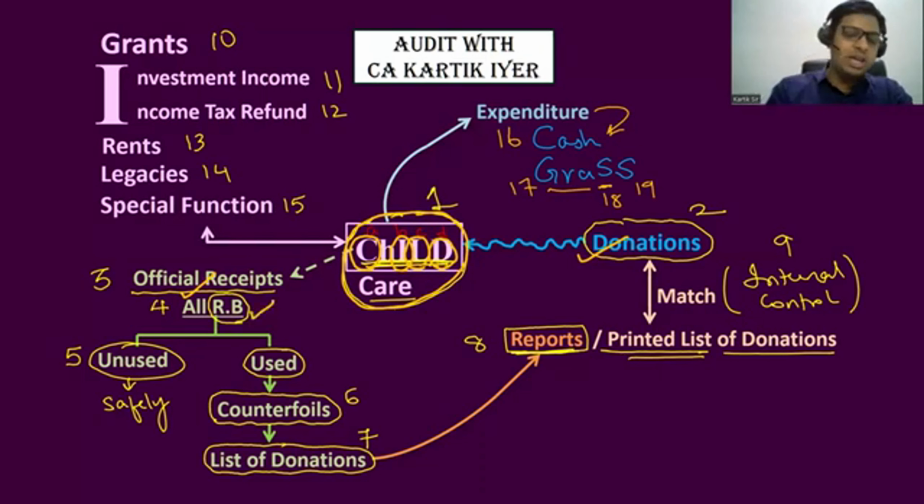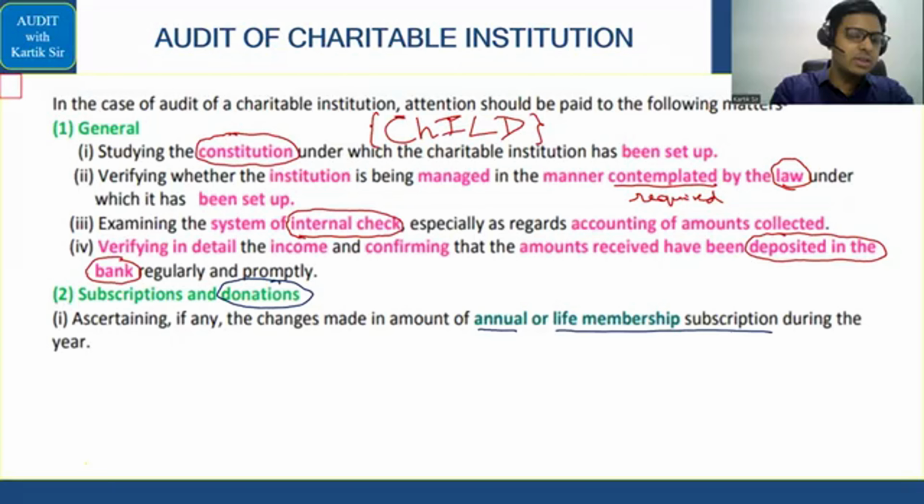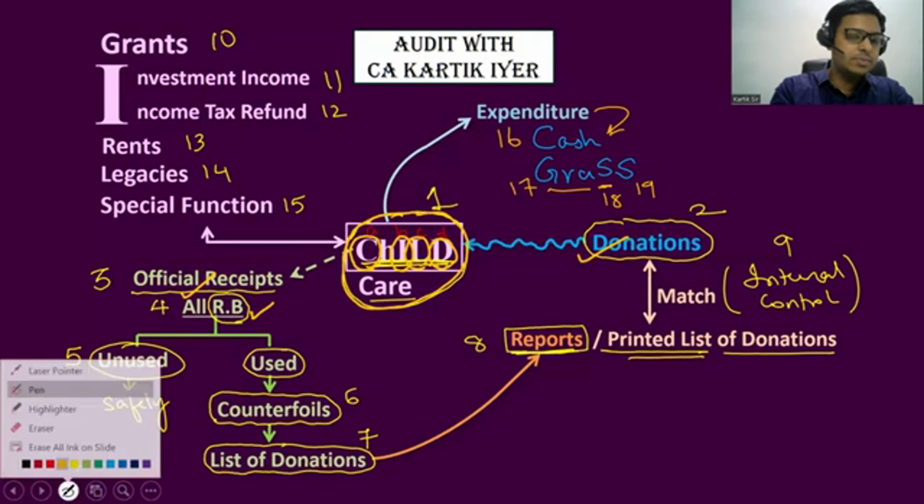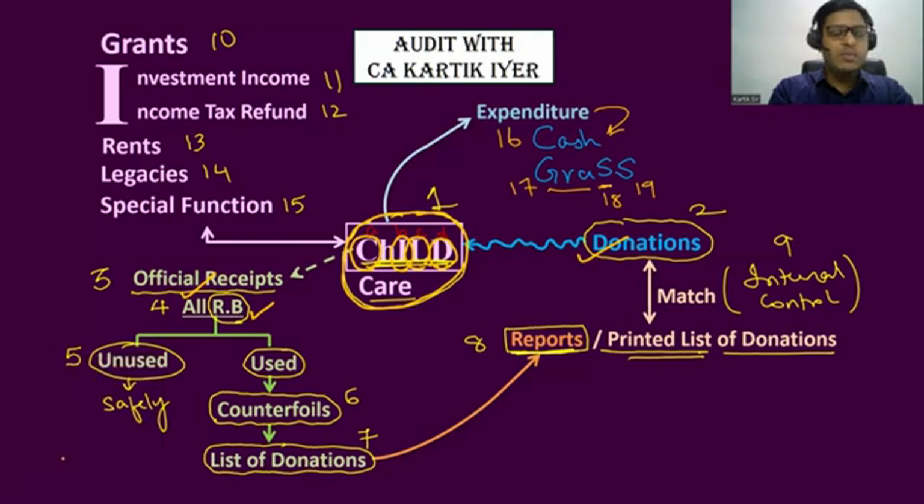If the receipt book is unused, it should be kept safely under adequate control. And if the receipt book is being used, for example the receipt book has 1 to 200 receipts, and currently we are on receipt number 137, so far 137 donations have been given, and we have issued 137 receipts. So that receipt book is still running. For that receipt book, we should ensure that all the counterfoils are kept very safely.